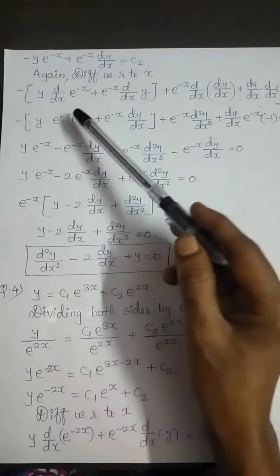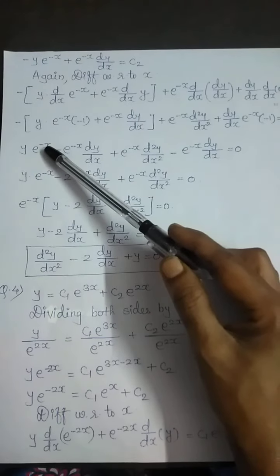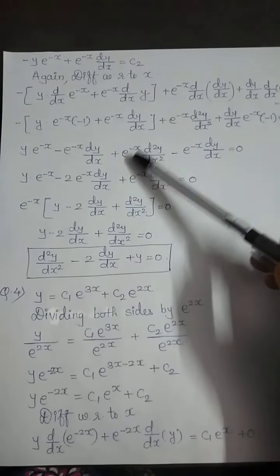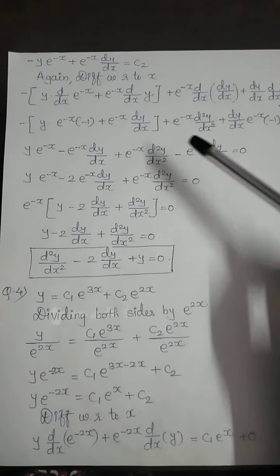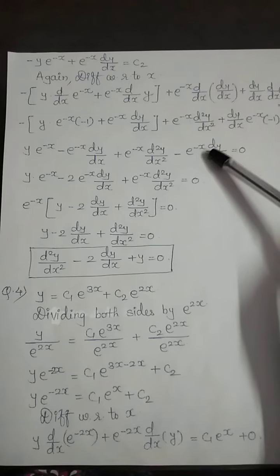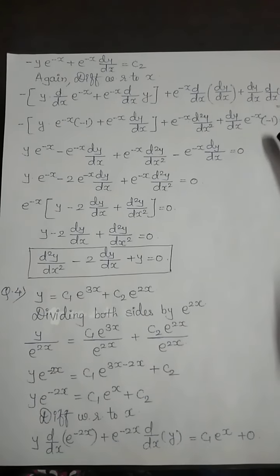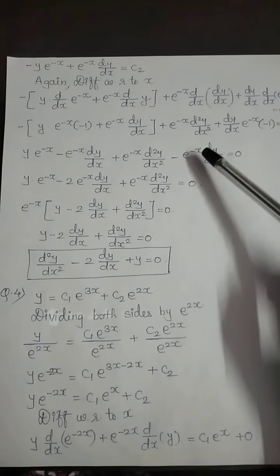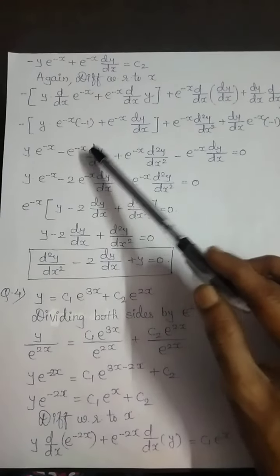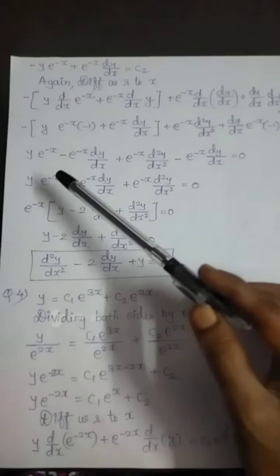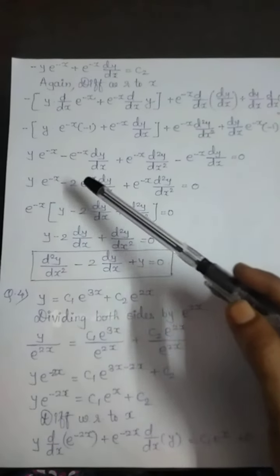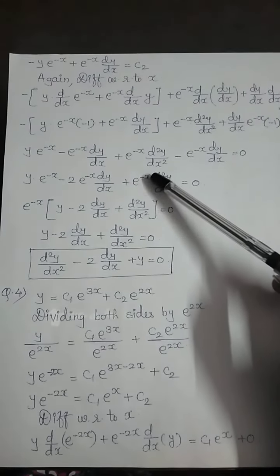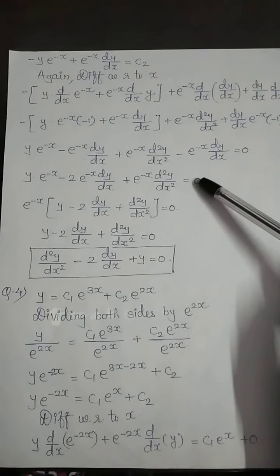So here we have minus minus plus. So y into e raised to minus x minus e raised to minus x into dy by dx plus e raised to minus x d square y by dx square minus e raised to minus x into dy by dx is equal to 0. Here we have minus sign and here plus sign, so plus minus minus. Now these terms are present 2 times, so we can write y into e raised to minus x minus 2 times e raised to minus x dy by dx plus e raised to minus x d square y by dx square is equal to 0.